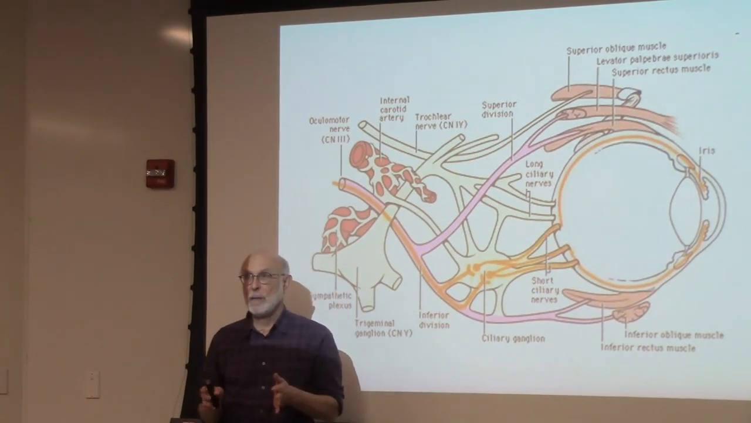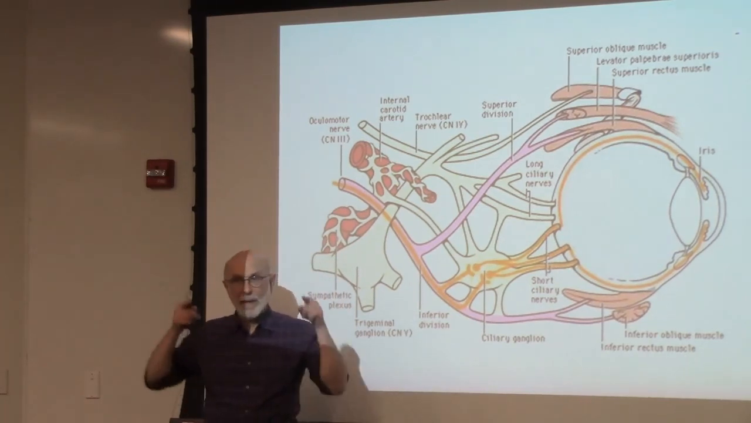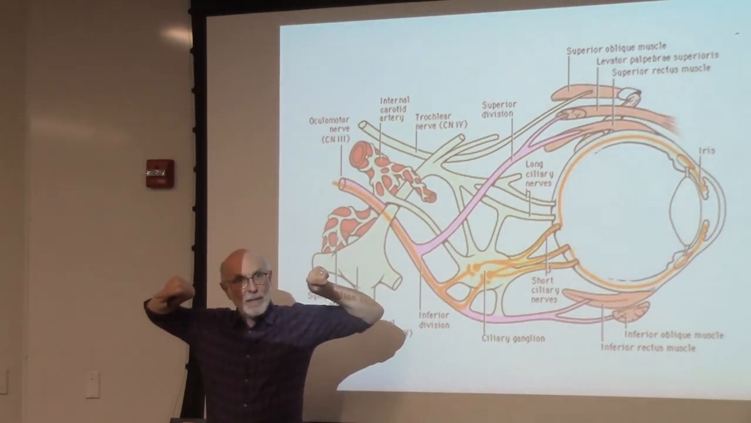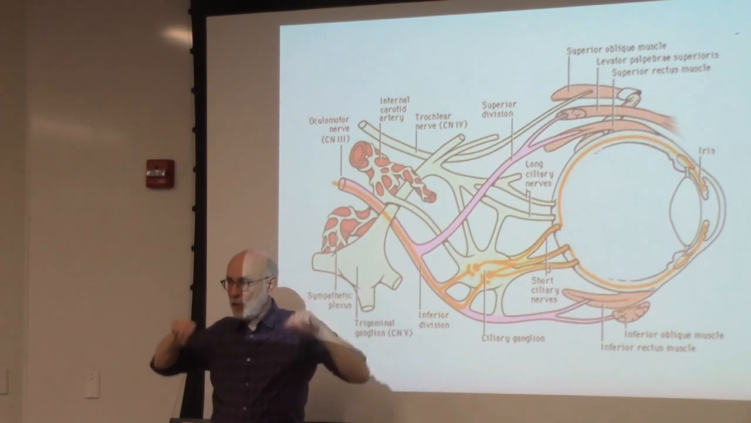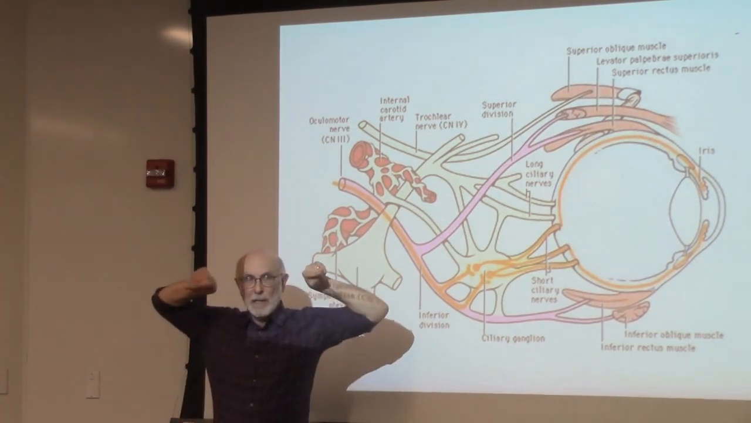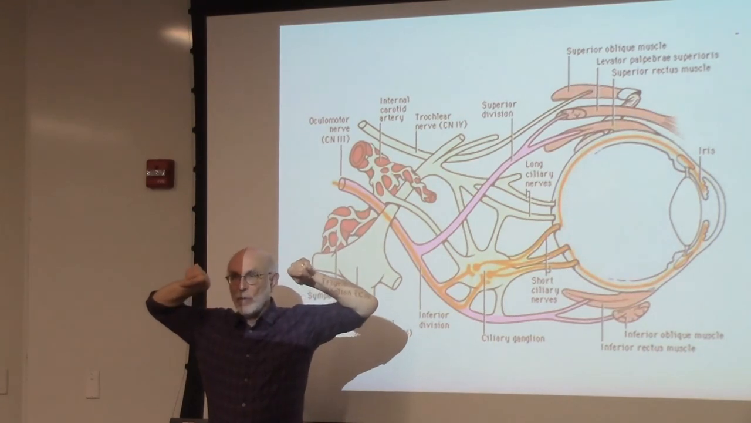Abducens, abduction. The lateral rectus is important for abducting the eyes. That's how you can think of it. Abducens, abduction of the eyes is a function of contracting the lateral rectus.